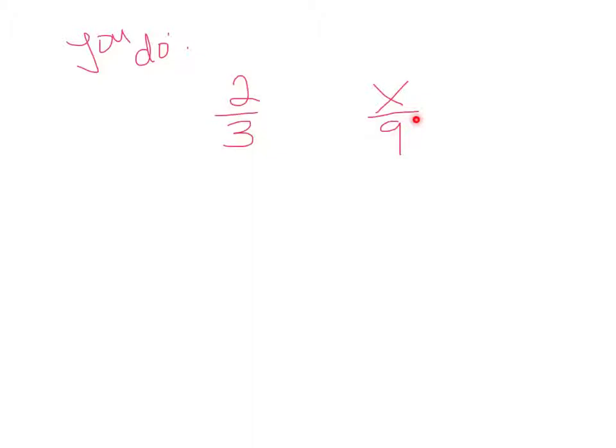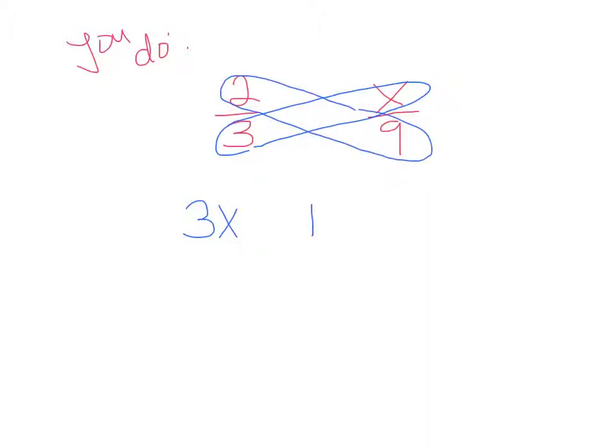All right, so I'm going to go ahead and multiply my crosses. 3 times x is 3x, and 2 times 9 is 18. Then I just need to get my variable by itself. Here's my ocean, here's my variable. That's a multiply by 3, so I'm going to divide by 3. Divide, divide. And x equals 6, because 6 times 3 is 18.